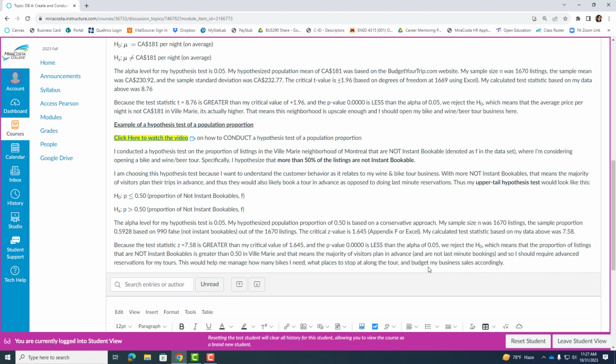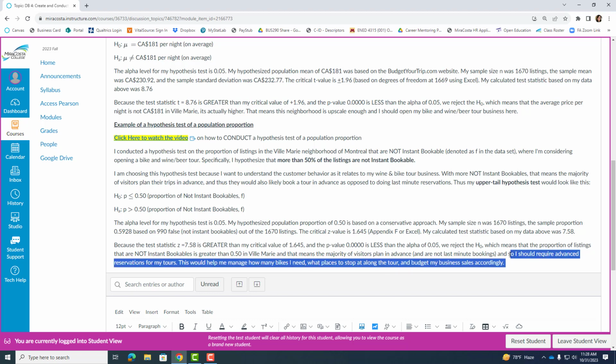Now, on the flip side, if it turns out it was not greater than 50%, maybe it was less than and it didn't work out, then I would have to change my business strategy of allowing for last minute bookings. And then now I'd have to maybe even turn away or reject people if I didn't have enough bikes, and maybe find businesses for my tour that are okay with last minute drop-ins and tours and things like that. So I would make different business decisions if my outcome was different. But that's where it's really important that we're able to connect the statistical results to a business decision.